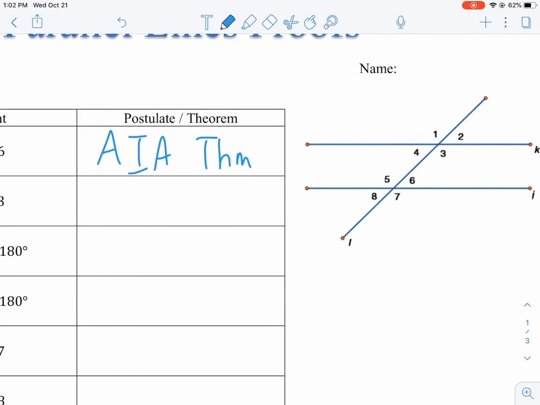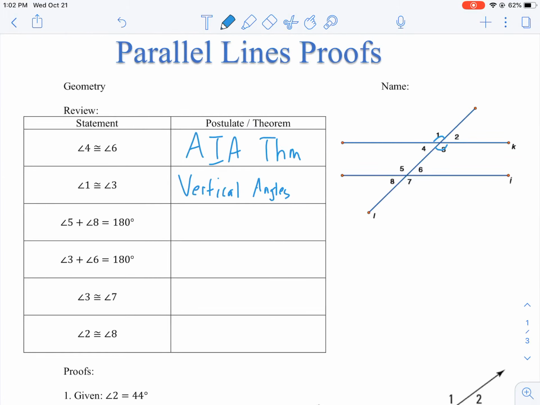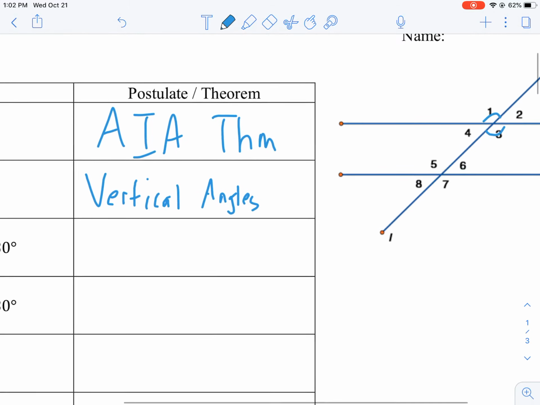We've got 1 is congruent to 3, okay? Those ones are directly across from each other, so those are vertical angles. We have 5 plus 8 equals 180. That's 5 and that's 8, so those two are right next to each other, and they create a line, so we can call that a linear pair.